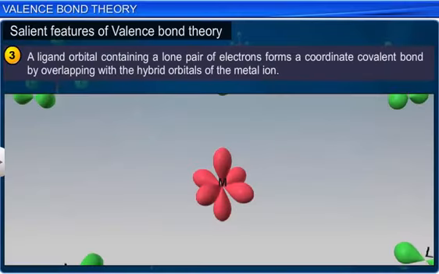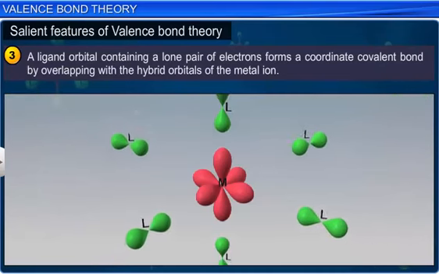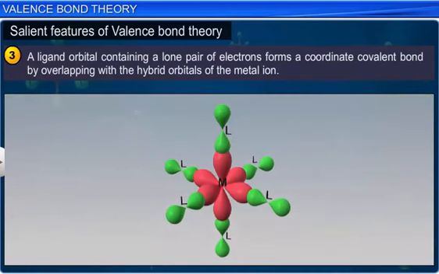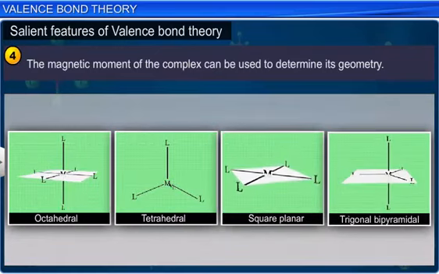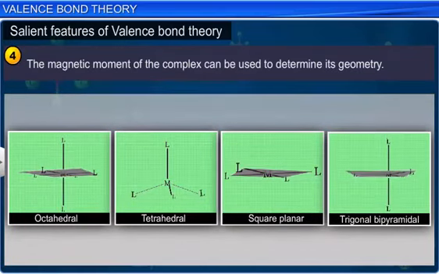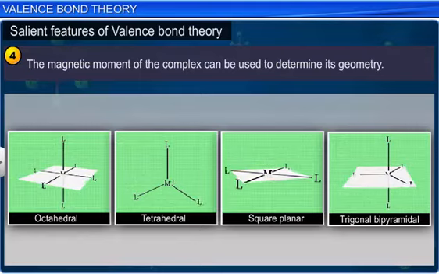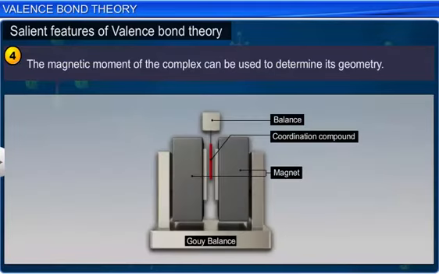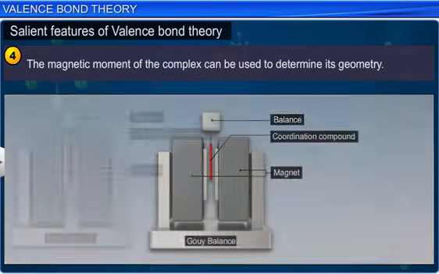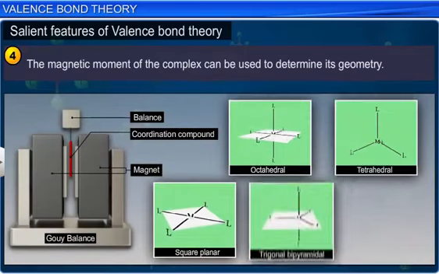A ligand orbital containing a lone pair of electrons forms a coordinate covalent bond by overlapping with the hybrid orbitals of the metal ion. The magnetic moment of the complex can be used to determine its geometry. Note that the magnetic moment of coordination compounds can be measured by magnetic susceptibility experiments using a Gouy balance. The results of the experiments can be used to work out the shape of the complex.